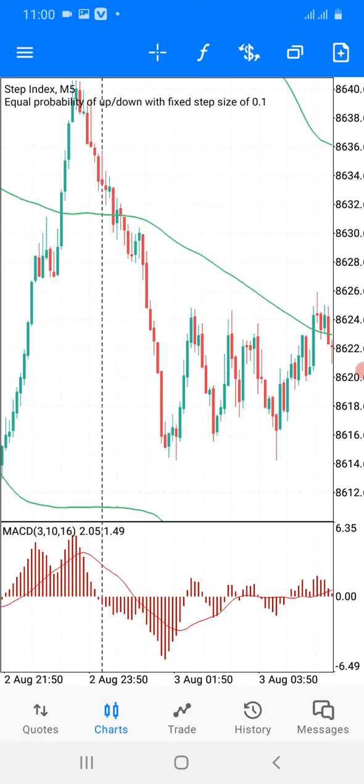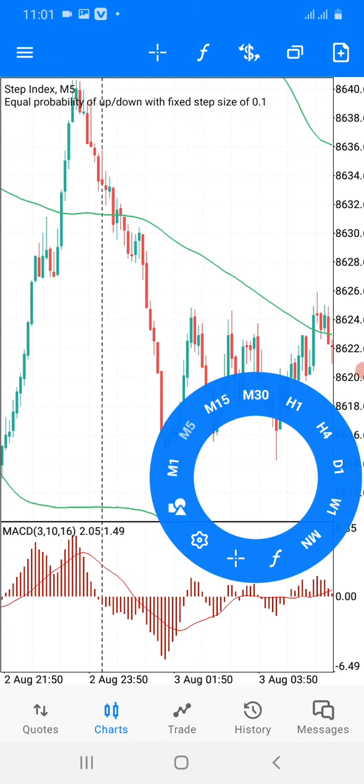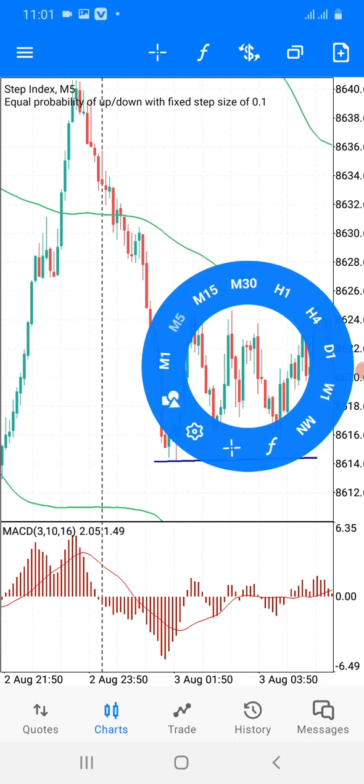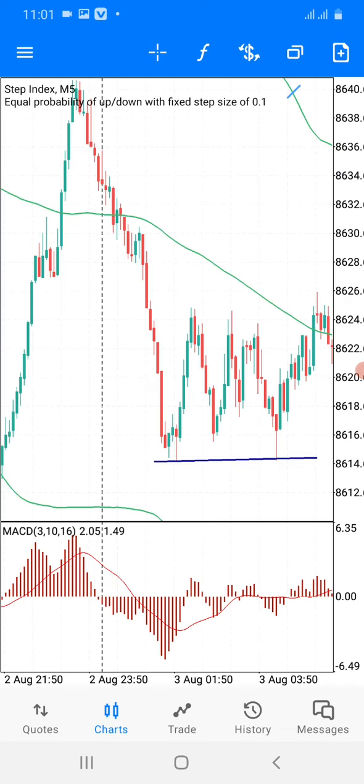Okay, let's identify another one here. Here is another one. It looks more like, see this bottom, and then from there, this is what we got on our indicator.